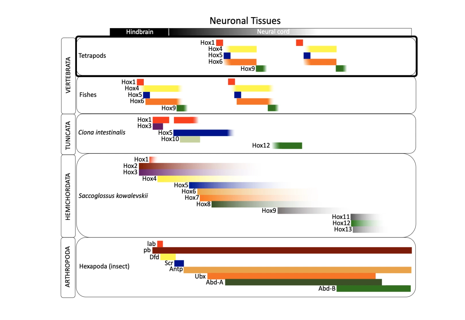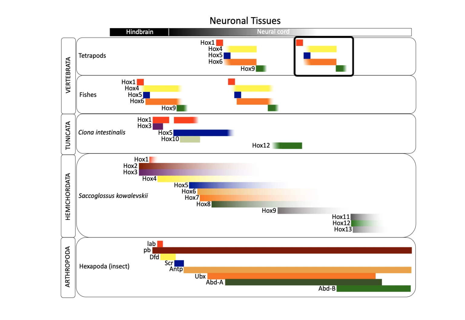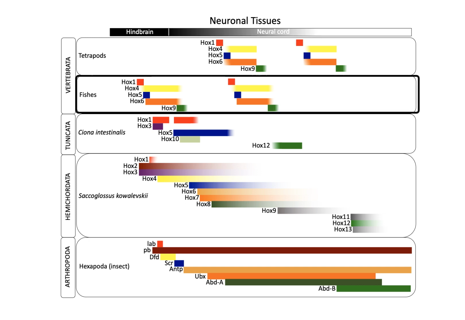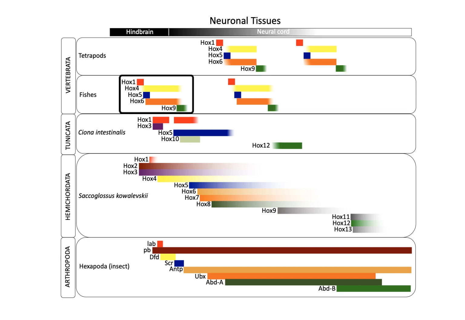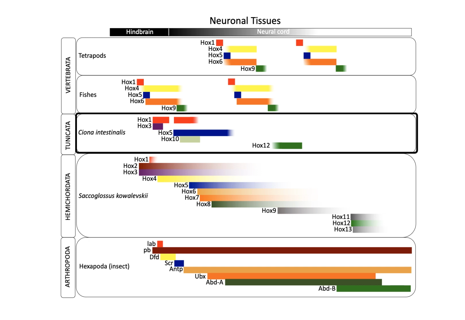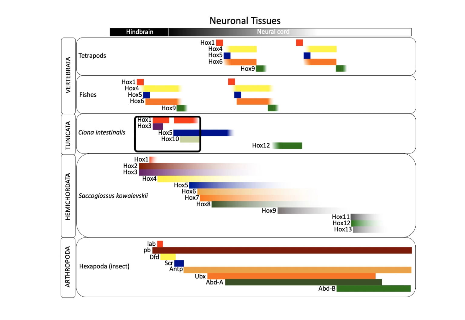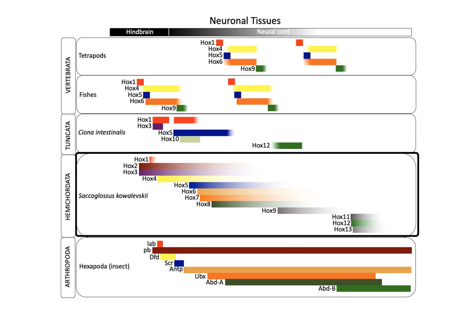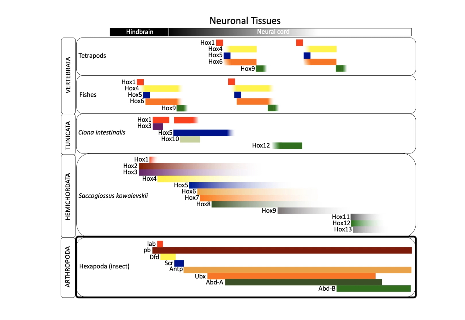So here's neuronal tissue. This is in tetrapods where the neurons for innervating the forelimbs are here, hind limbs there, and in fish, the front fins and back fins here. In a tunicate, this is the head essentially and the tail, and then hemichordates, a different pattern there, and hexapods or insects there. So that's for the neurons.